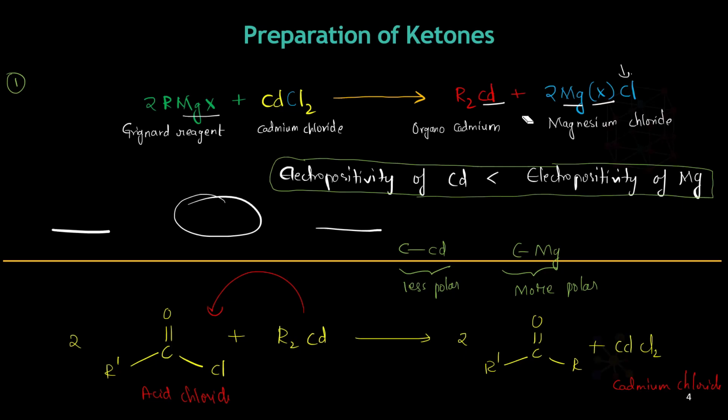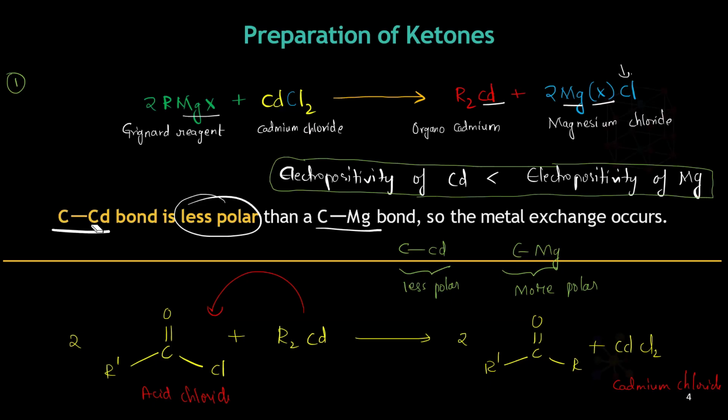For this reaction to happen, the electropositivity of cadmium should be less than the electropositivity of magnesium, so that the carbon-cadmium bond will be less polar than the carbon-magnesium bond, which is the driving force for this reaction. And this organocadmium will react further with the acid chloride and give the desirable ketones. Here the cadmium chloride is a byproduct. You don't need to remember that one. So that's how it will form.